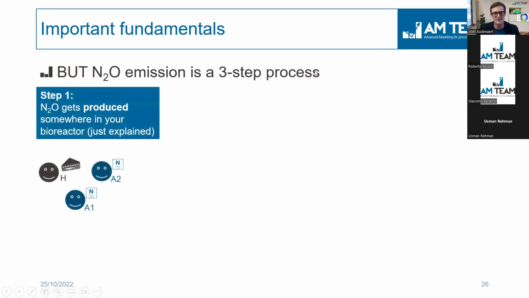So the first step is N2O, nitrous oxide, gets produced somewhere in your bioreactor. I already explained how. There are three main pathways, either by these bacteria or via the two pathways of the autotrophs. Just imagine they would not produce any N2O, we would not have an N2O issue. So that's really the root cause, these three pathways.